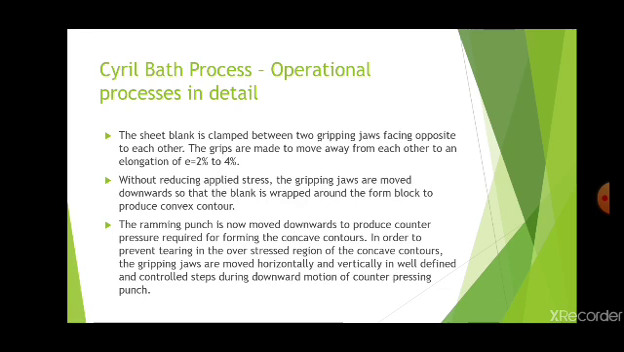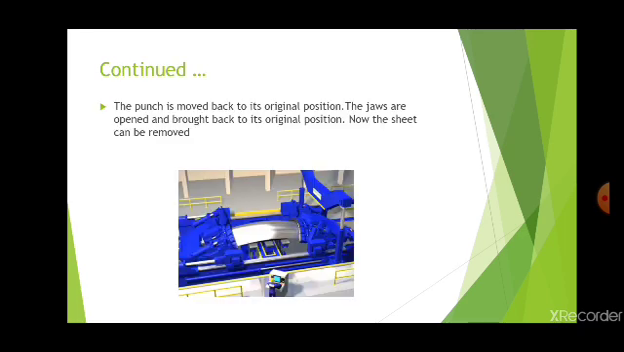The ramming punch is now moved downwards to produce counter pressure required for forming the concave contours. In order to prevent tearing in the overstressed region of the concave contours, the gripping jaws are moved horizontally and vertically in well-defined and controlled steps during the downward motion of the counter pressing punch. And finally, the punch is moved back to its original position. The jaws are opened and brought back to their original position, and now the sheet can be removed.